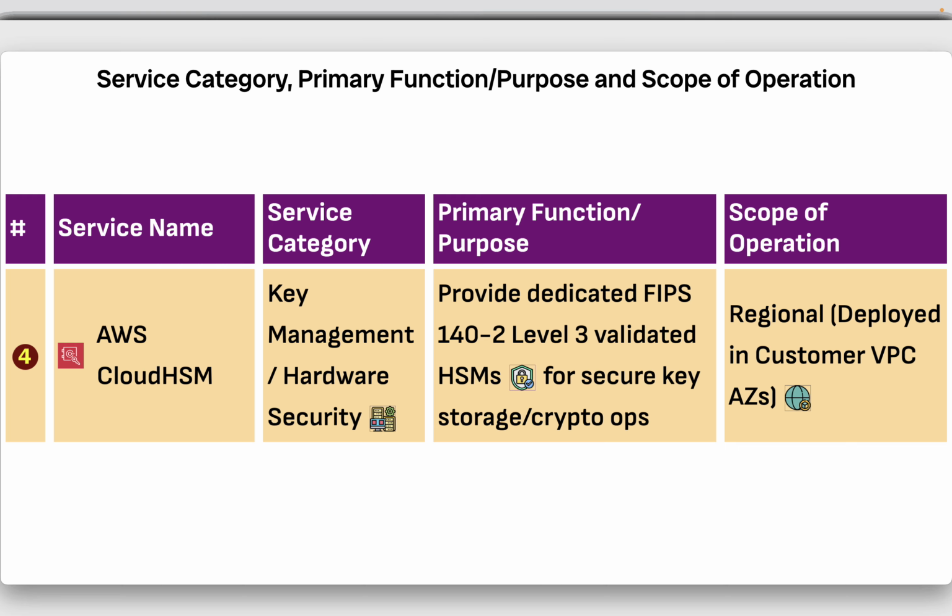Next we have AWS CloudHSM. It belongs to the service category which is key management or hardware security. The primary function and the purpose is to provide dedicated FIPS 140-2 Level 3 validated HSMs for secure key storage and cryptographic operations. Scope of operation is regional and it is deployed in customer VPCs availability zones. And FIPS stands for Federal Information Processing Standards. HSM stands for Hardware Security Module.